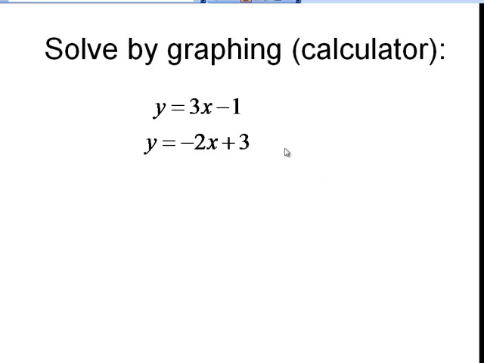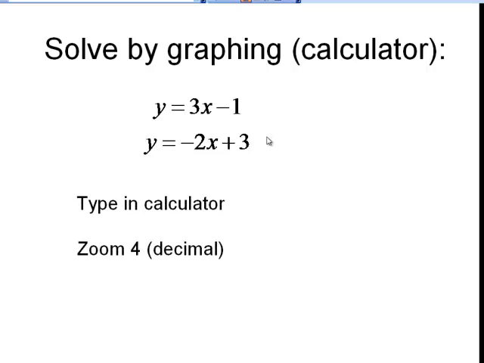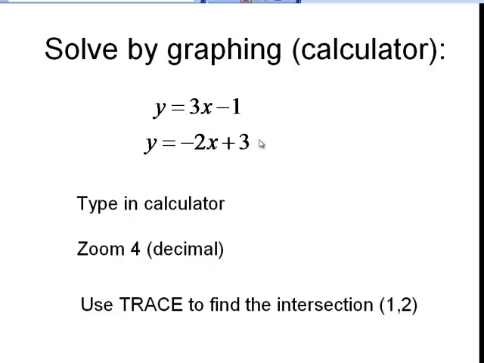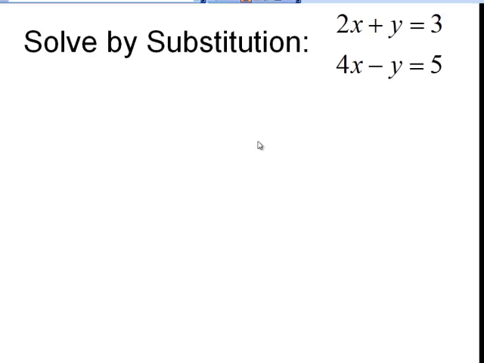You can also solve by graphing on a calculator. If you type in 3x minus 1 and negative 2x plus 3, when you graph those, you can see how many points they have. Using zoom decimal is a nice, easy way to find that, and then trace the exact points. In this particular case, it should intersect at (1, 2).